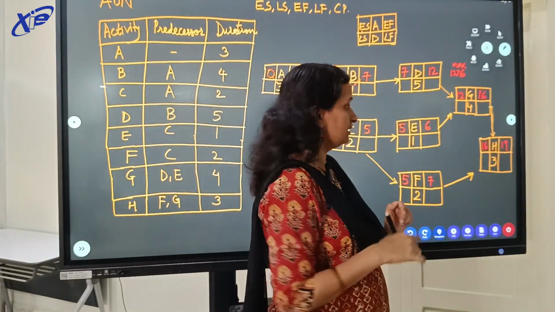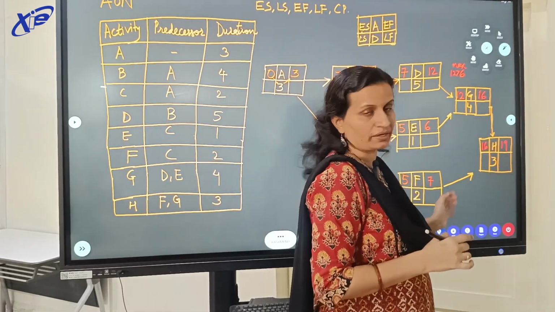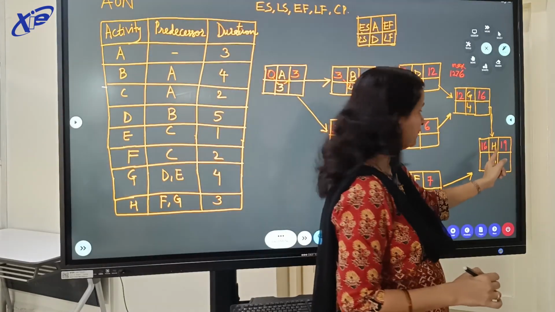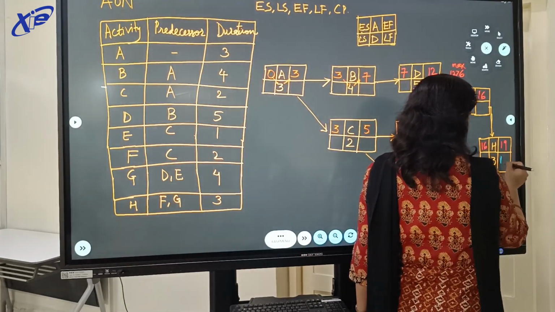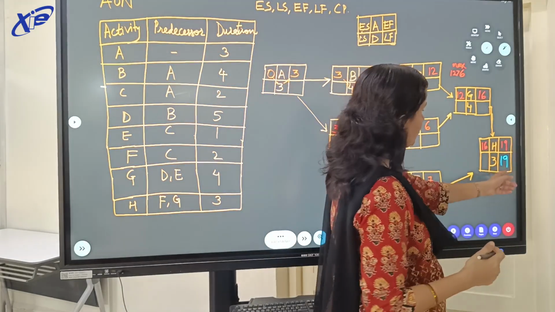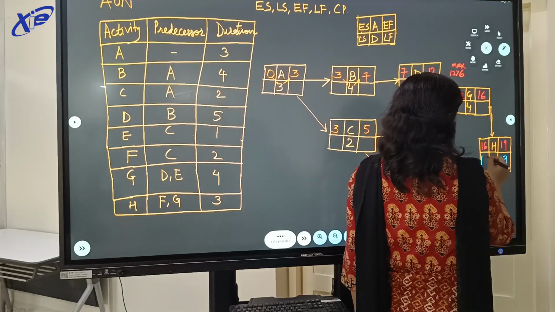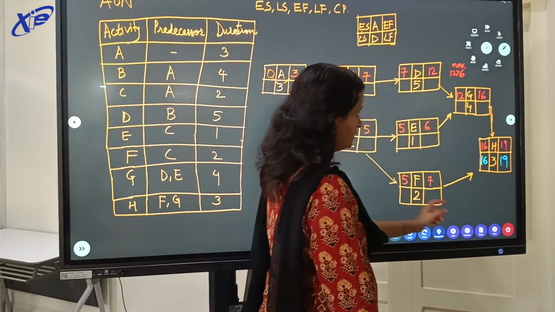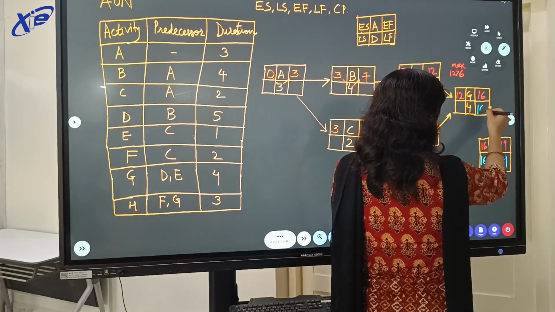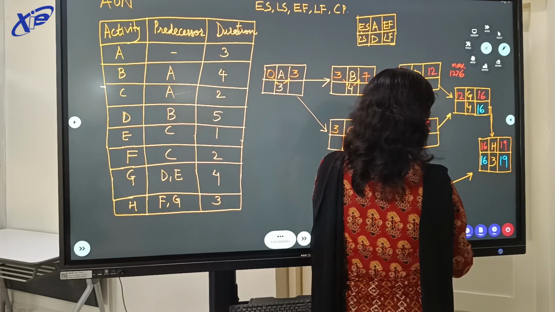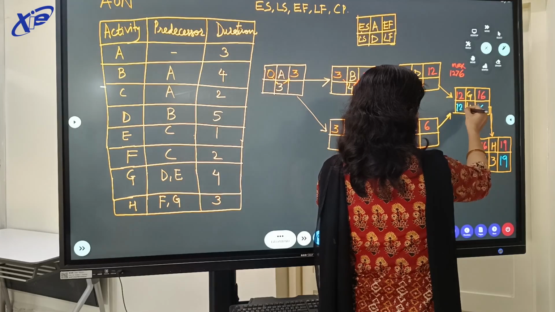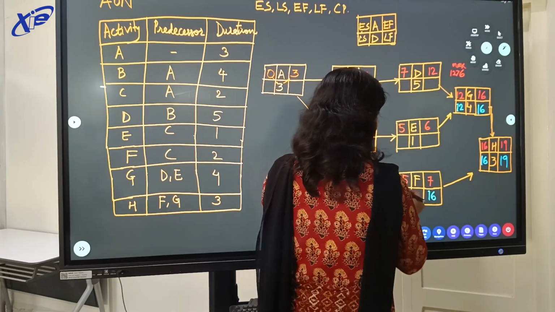Now to find the late values, we take a backward pass. In the backward pass, since H is the last activity, we consider 19 below. Now in the backward pass, you subtract the values. So 19 minus 3 will be 16. 16 will go towards G and F, so we will have 16 and 16 here. 16 minus 4 is 12, and 16 minus 2 is 14.